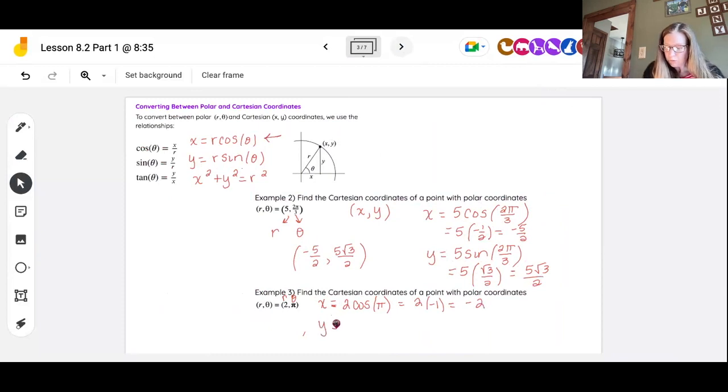And y is equal to the radius times sine of pi, which of course would be 2 times 0, or 0. So our coordinates in the Cartesian plane are negative 2, 0, right on that x-axis on the left-hand side.